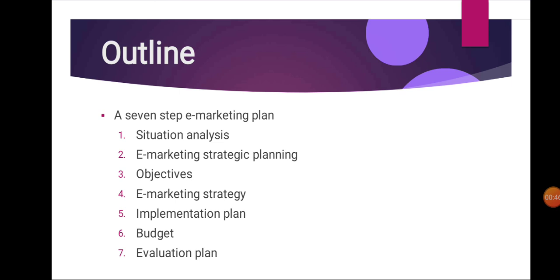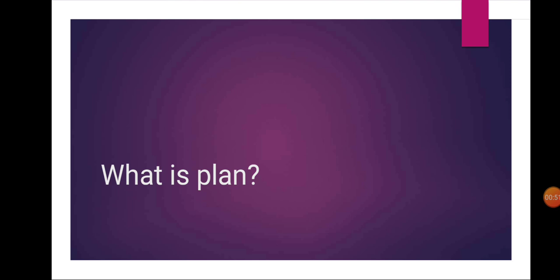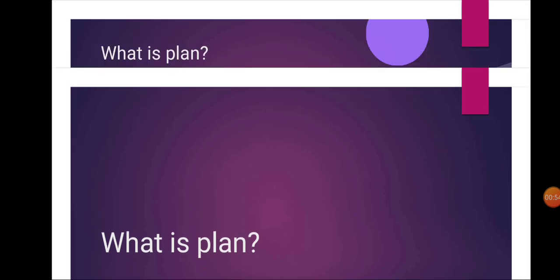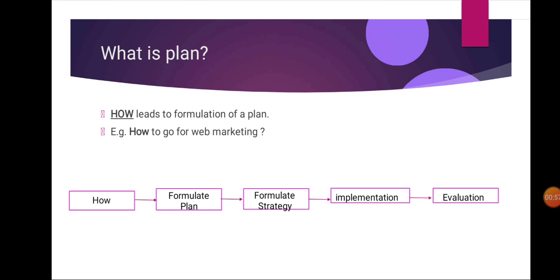So, before going to the 7 steps of an e-marketing plan, let's have a look at what exactly a plan is. As I told earlier, a plan is a detailed proposal to achieve a desired goal. So the basic plan starts with the word how. How leads to the formulation of a plan. Obviously, when the question how comes, it leads to the procedure. What we are going to do, and that how leads to the making of a plan.